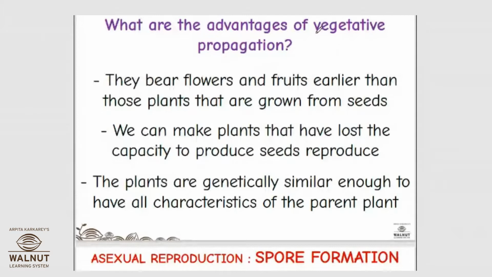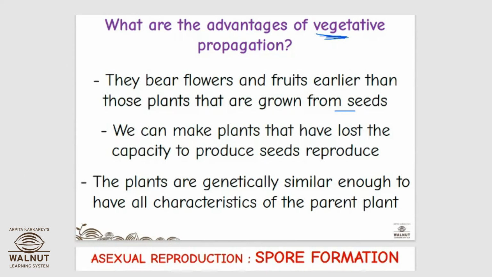We have seen different types of methods in asexual reproduction, right? So what is the benefit? What is the use or what is the good thing about this? They bear flowers and fruits earlier than plants grown from seeds. Because if you are growing from seeds, you don't know if they are getting the exact amount of nutrition or not. So the plants grown by vegetative propagation will bear flowers and fruits earlier than plants grown just from seeds.